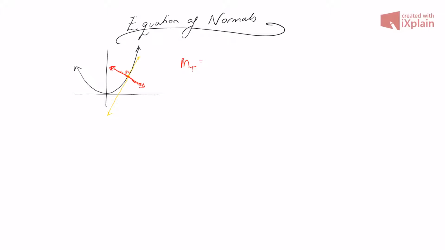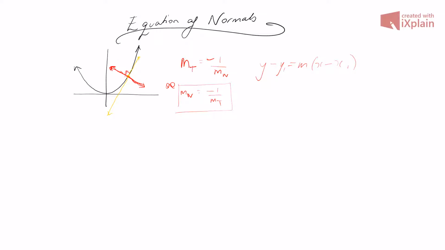So the gradient of your tangent is going to equal -1 over the gradient of the normal, or you can flip it around. The gradient of the normal is going to equal -1 over the gradient of the tangent. Okay, so most of the time we'll have a gradient for the tangent and we'll have to find the gradient for the normal. It works exactly the same way. We're going to be working with the point gradient formula to find the equation of the line, because a normal is just a linear line.